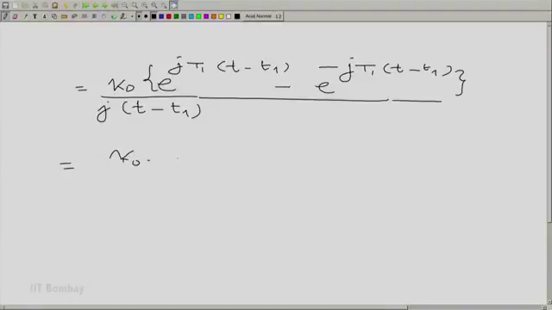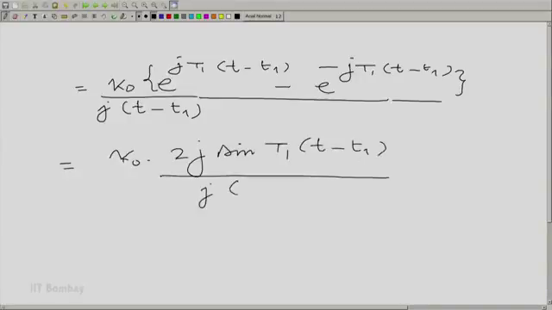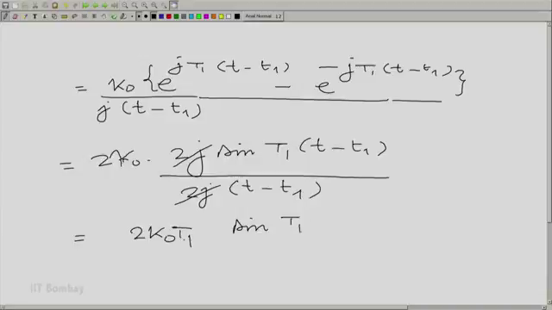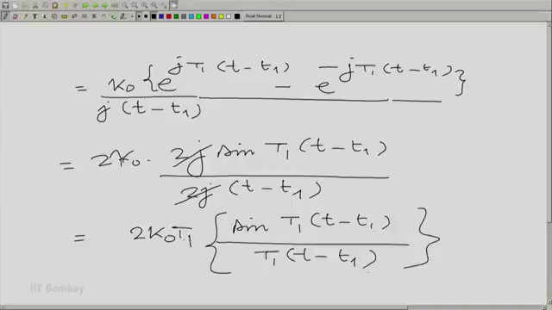This is essentially 2j sin T1 (t minus t1) divided by j (t minus t1). And of course, I can divide and multiply by 2, and then the 2j goes away. That leaves me with 2 kappa 0, and you can also divide and multiply by capital T1 if you like. So, you have sin T1 (t minus t1) divided by T1 (t minus t1).